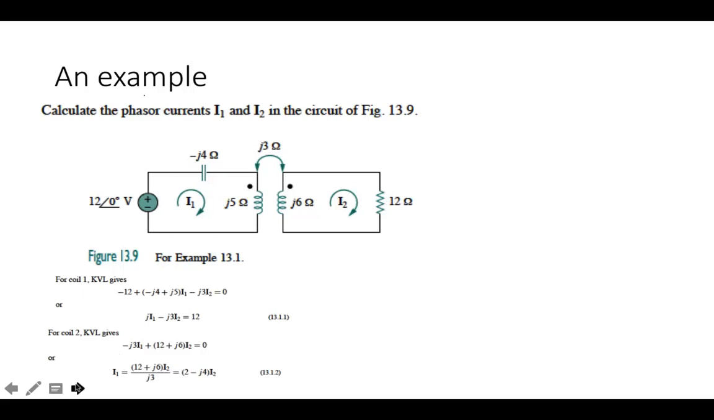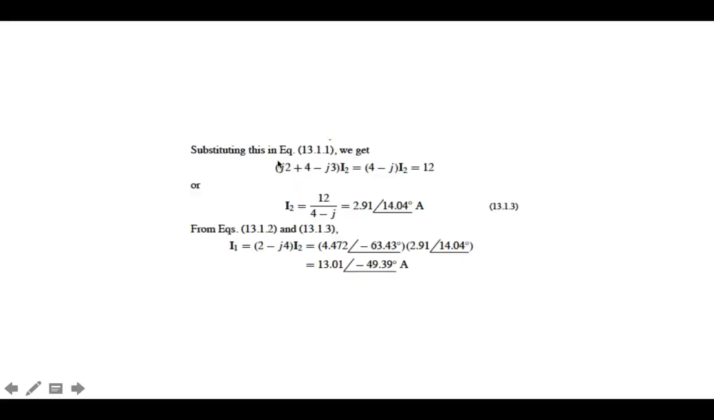And then we can do some algebra, setting the two I1 terms equal to one another and getting a solution. We'll get I2 is 12 over 4 minus J, which if we then do rectangular to polar conversion, we get 2.91 angle 14. If we then substitute into either of those equations for I2, we can get I1, which is shown as follows. So really, there's nothing new as far as how we write our mesh equations.